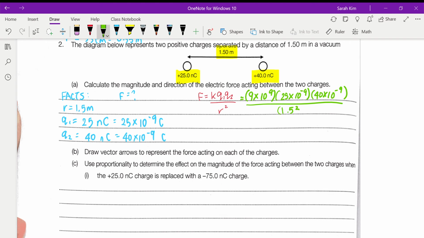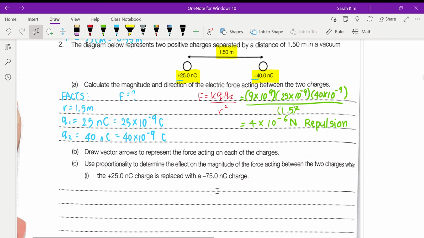Alright, so let me just do that to make it obvious. So if I just chuck that in the calculator, I get 4 times 10 to the power of negative 6 newtons. Now to figure out the direction, you have to look at these two values. It's a positive and another positive. Two positives means that it's going to be repelling each other, so the force is repulsion. So that's how you figure out which direction it goes in.